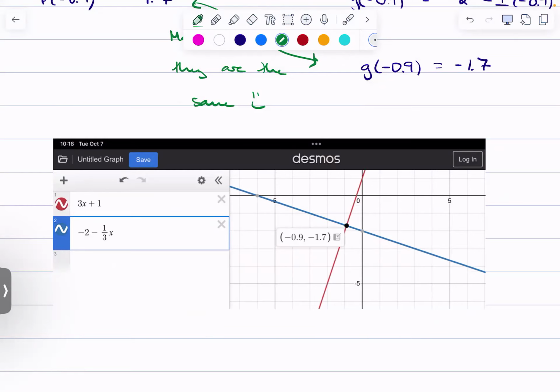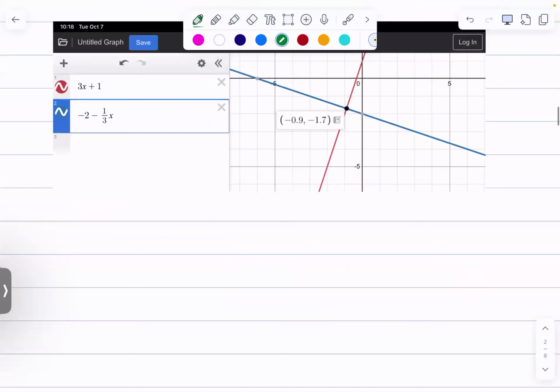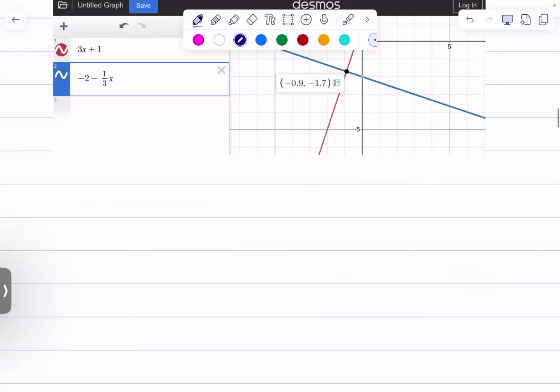And that'll be the procedure, right? If we're finding the intersection of two lines, then set them equal to each other, solve for the x, and then solve for the y, and then you have the intersection. Therefore, the intersection is at -0.9, -1.7. It's good.